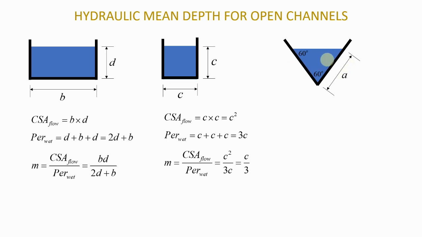Now, when you have a situation like that and you have to find the hydraulic mean depth, of course, you're going to need to find the cross-sectional area of the flow. And for you to be able to do that, remember for a triangle, if you want to find the area of a triangle, you need to do half multiplied by the base and multiplied by the height. Half the base multiplied by the height. That is how we find the area of a triangle.